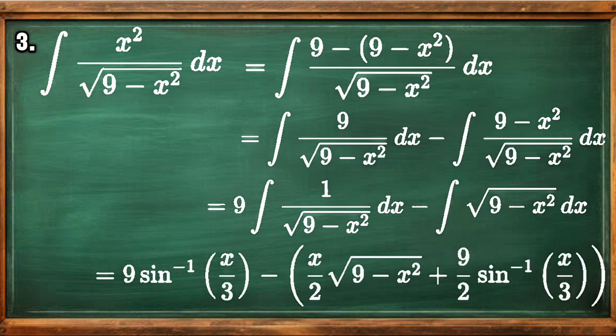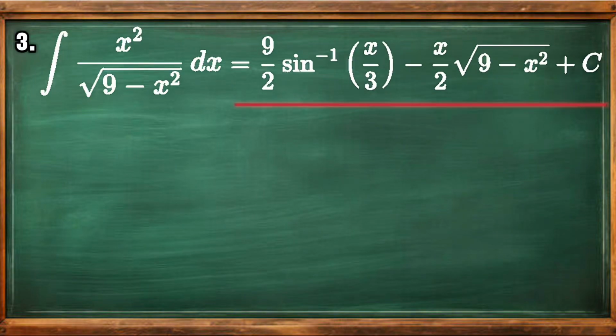is a standard result and evaluates to x over 2 times the square root of 9 minus x squared, plus 9 over 2 times the inverse sine of x over 3. After subtracting the second part from the first, the final simplified answer is 9 over 2 times the arc sine of x over 3 minus x over 2 times the square root of 9 minus x squared plus c.